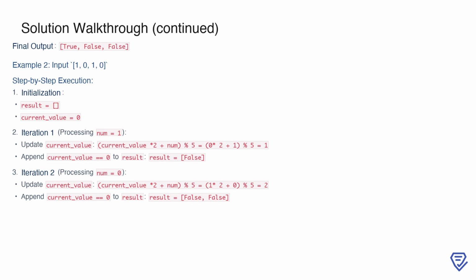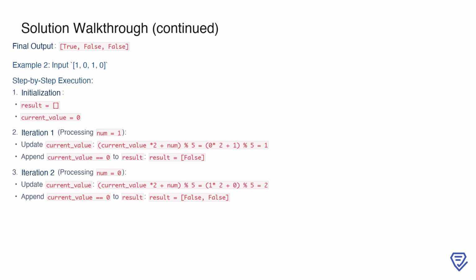Now, let's explore another example with the input 1, 0, 1, 0. We begin by initializing result to an empty list and current_value to 0. In the first iteration, the number is 1. Using our formula, 0 * 2 + 1, % 5 evaluates to 1. Since current_value is not 0, we append false to the result.